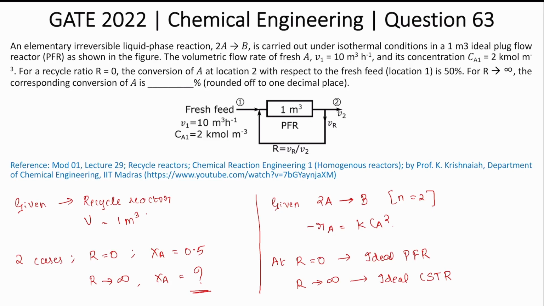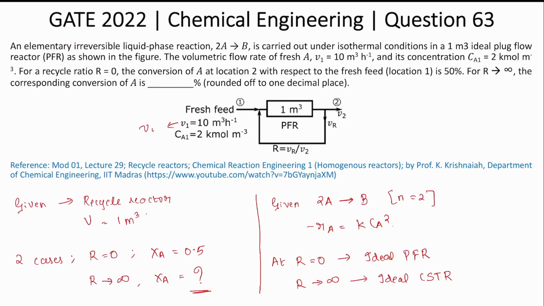And here in this question they have given both these cases, with conversion 50% for R equal to 0 or the ideal PFR case, and they have asked us to find the conversion at R tending to infinity or the conversion at the ideal CSTR case.